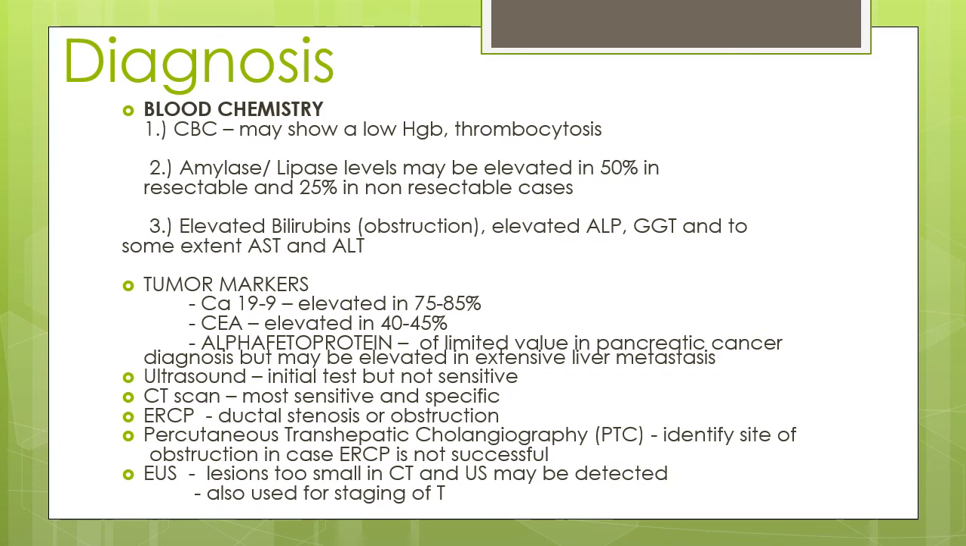Tumor markers such as CA19-9 is elevated in 75 to 85% of cases. CEA antigen may also be elevated in around 40 to 45% of cases. Your alpha fetoprotein is of limited value in patients with pancreatic cancer.